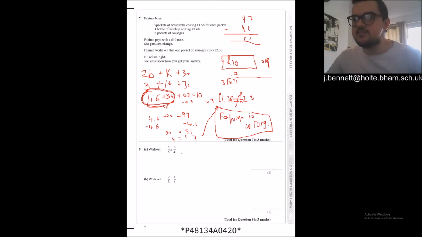Work out 5/8 times 3/4. Multiplying fractions together, so we just multiply the top numbers together, multiply the bottom numbers together. Can we simplify this first before we do that? 5 goes into 8, no. 5 goes into 4, no. We can't simplify any of that. 3 doesn't go into 8 either. So whatever we're going to get, we're leaving it as it is.